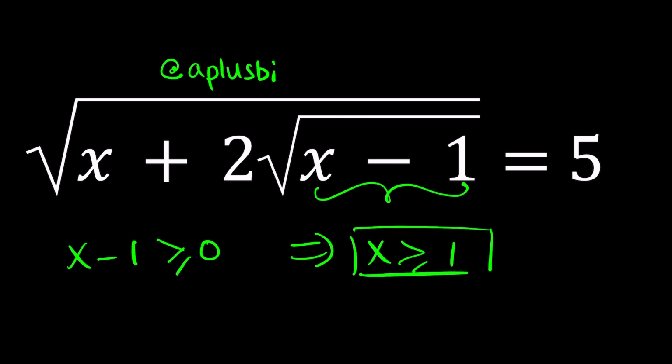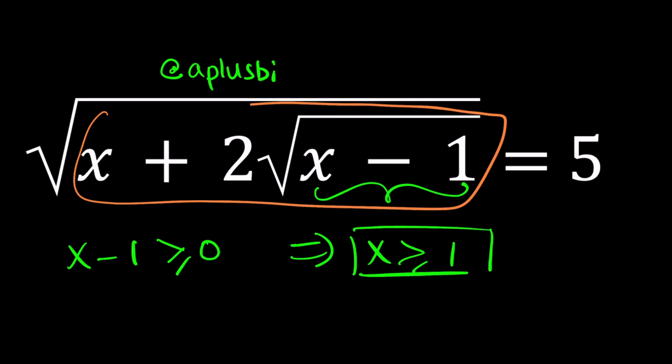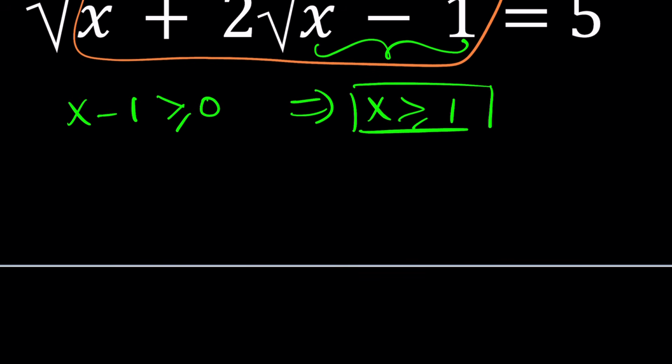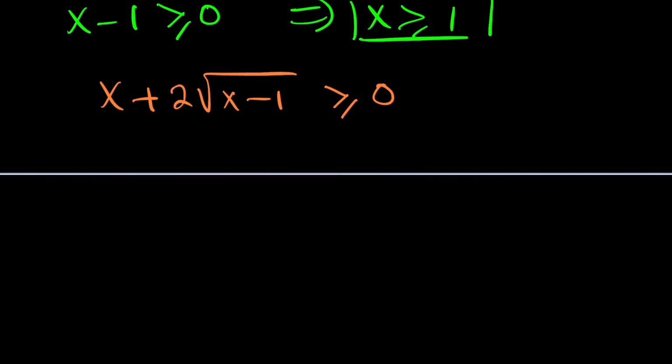So we have to consider the outer radical, and that means this expression right here needs to be greater than or equal to 0 as well. So x plus 2 times the square root of x minus 1 needs to be greater than or equal to 0. But what is that supposed to mean, right? It's kind of like a weird inequality in and of itself. So to be able to solve this, we could probably look at something like this. Subtract x from both sides, and then try to square both sides.